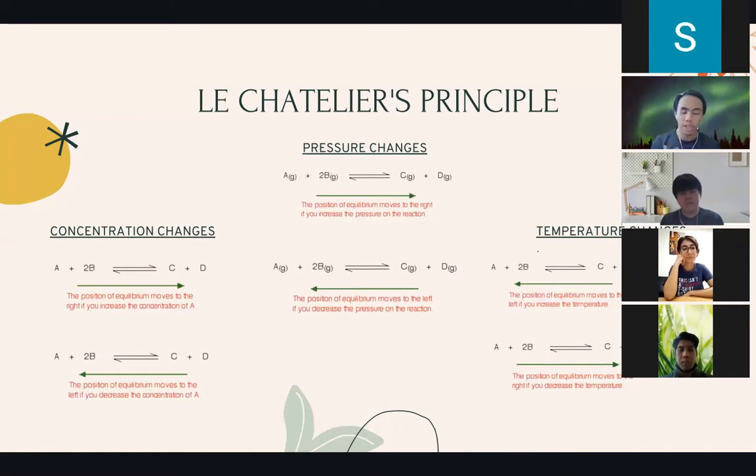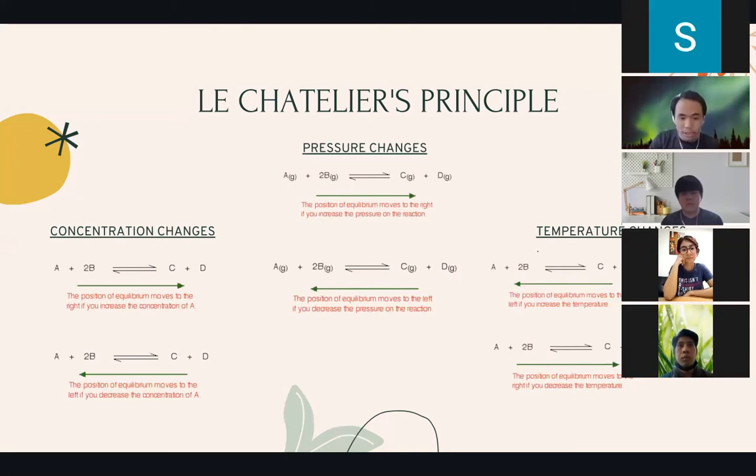Now, if we decrease the pressure, what would happen? The equilibrium will move in such a way that the pressure increases again. It can do that by producing more gaseous molecules, and the position of equilibrium moves over to the left side of the reaction. So as you can see in the diagram, the position of equilibrium moves to the left if you decrease the pressure of the reaction.